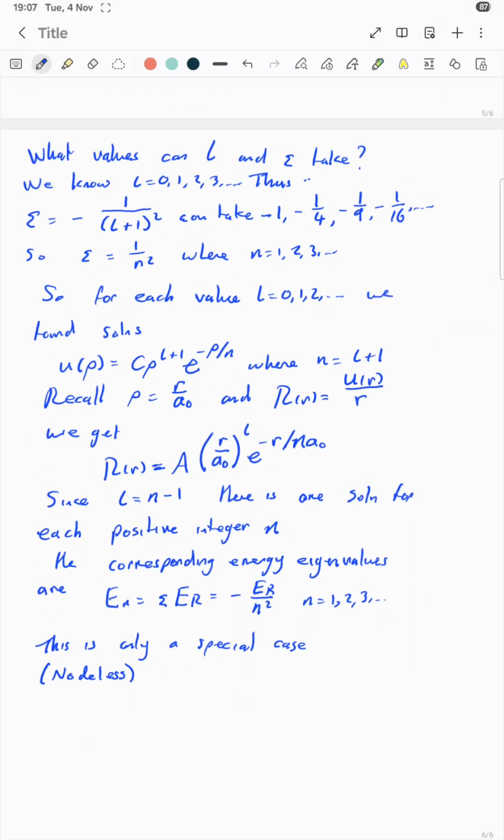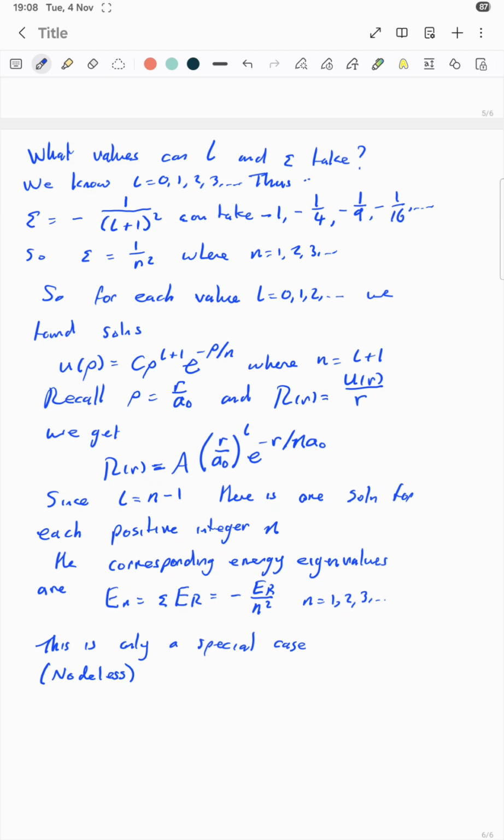What values do L and epsilon take? We know L equals 0, 1, 2, 3, thus epsilon equals minus 1 over L plus 1 squared. Then we get minus 1, minus 1 quarter, minus 1 ninth, minus 1 sixteenth, and so on. So epsilon equals minus 1 over n squared, where n equals 1, 2, 3, and so on. So for each value of L equals 0, 1, 2, we found solutions of u of rho.